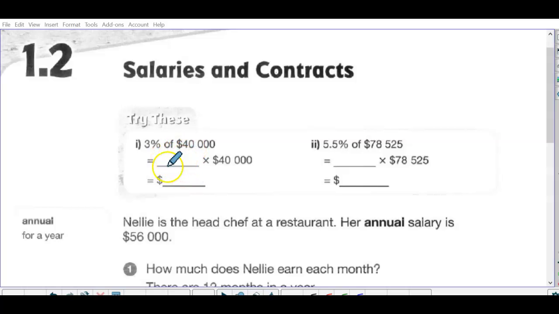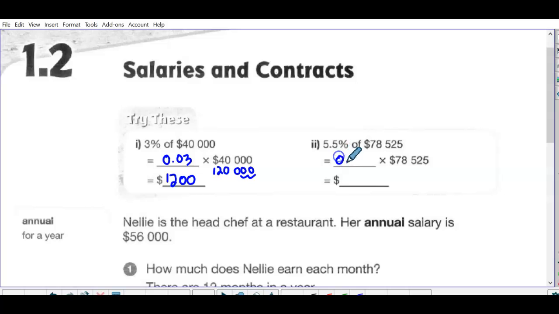So 3% of 40,000. Remember, that's 0.03 times 40,000. You can use your calculator or think about multiplying 3 by 40,000, which would be 120,000, and then moving 2 decimals to the left. So 1,200. Okay.